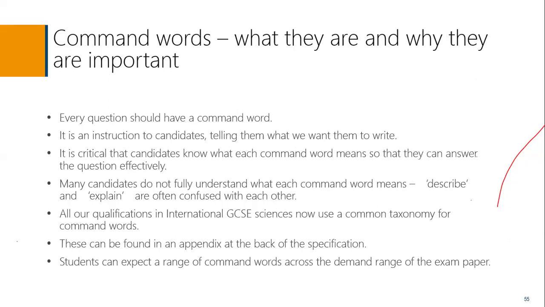Describe and explain require a different type of answer. Describe is just recalling the knowledge. Explain should be able to have a because or a therefore in the sentence. The taxonomy used is common across international GCSE sciences. They're found in an appendix at the back of a specification, and you will get a range of command words used across the demand range of the exam paper.